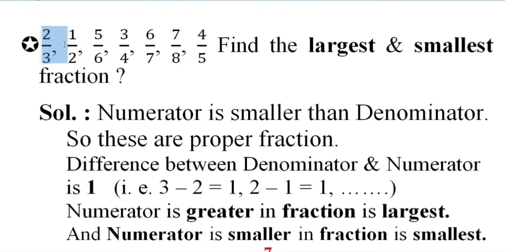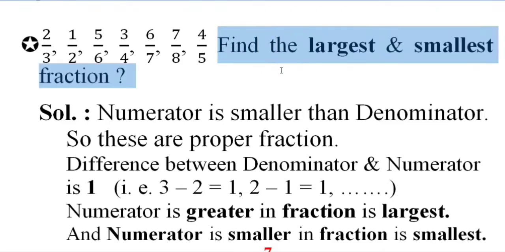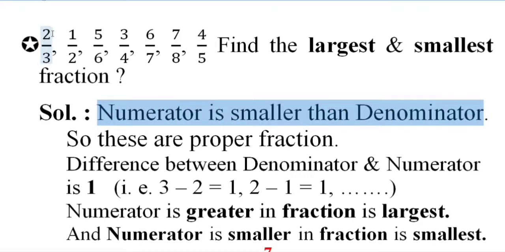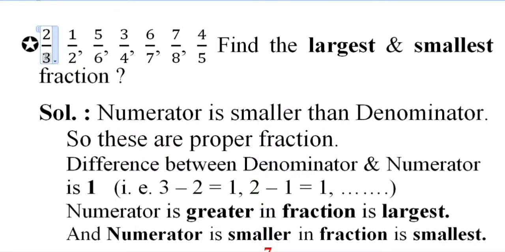2 by 3, 1 by 2, 5 by 6, 3 by 4, 6 by 7, 7 by 8 and 4 by 5. Find the largest and smallest fraction. Solution: the numerator is smaller than the denominator. Numerator 2, denominator 3; 2 is smaller than 3. Numerator 1, denominator 2; 1 is smaller than 2, and so on. So these are proper fractions. The difference between denominator and numerator is 1.